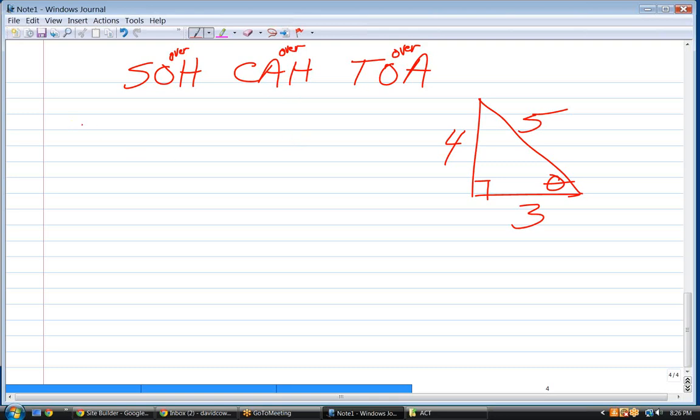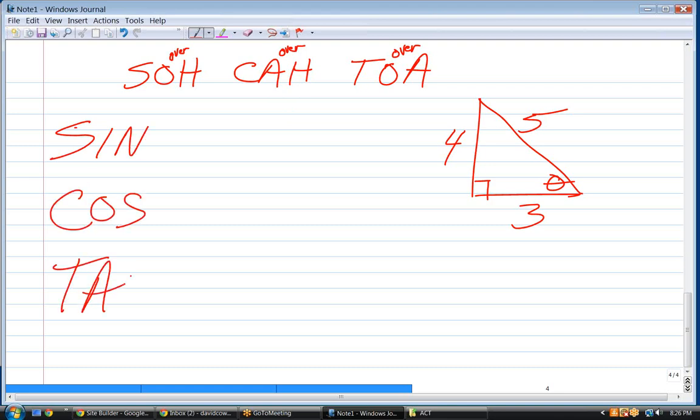So that covers sine, cosine, and tangent, which I tend to think of as the 3 main trig functions. Those are the ones on your calculator. But there are 3 other trig functions, which are cotangent, secant, and cosecant. Each of those 3 is the reciprocal of one of these.